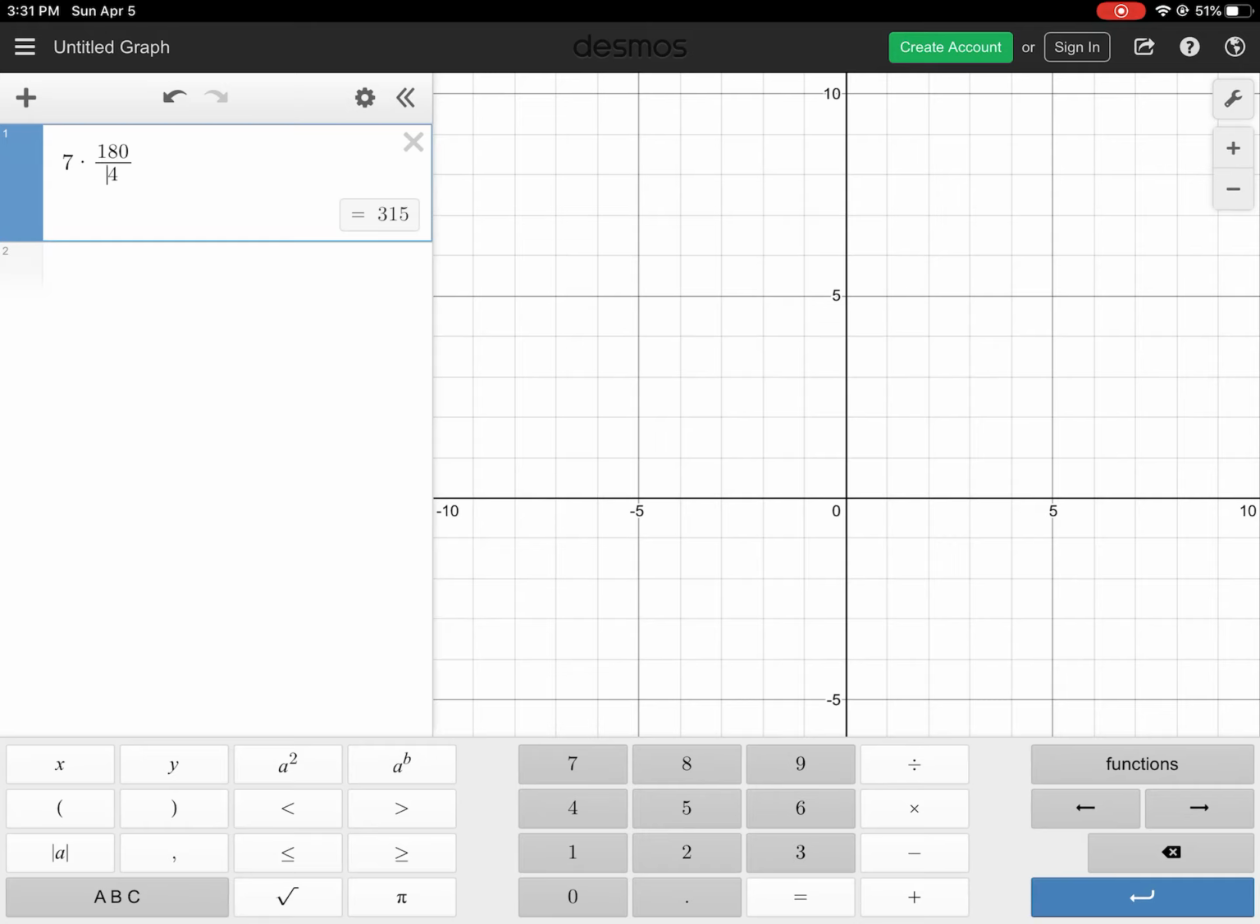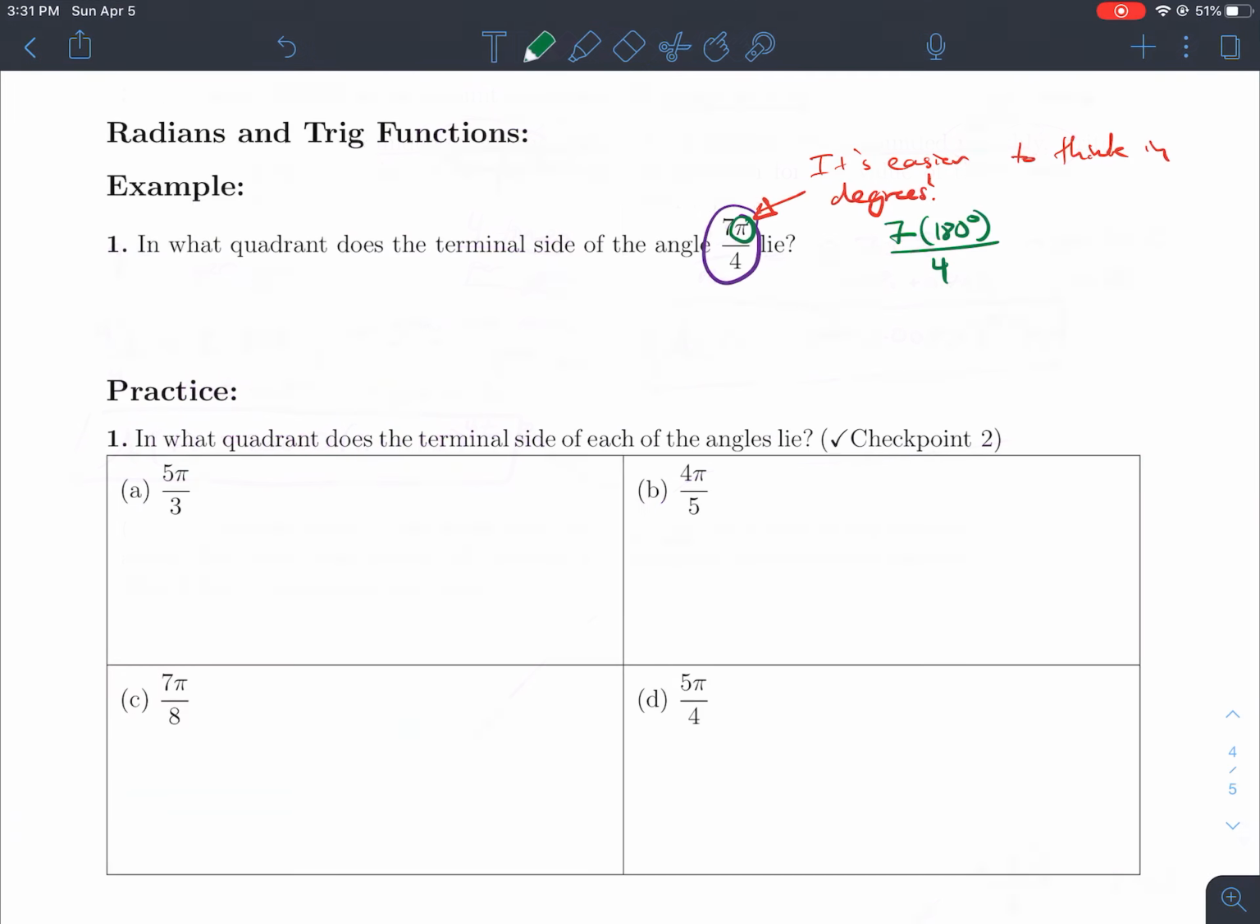We can rewrite it though if you like to have it look identical to the page. 7 times 180 over 4, 315. So this is really 315 degrees. Oh, in what quadrant does that lie?